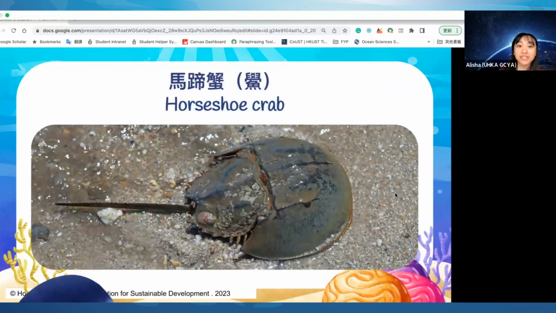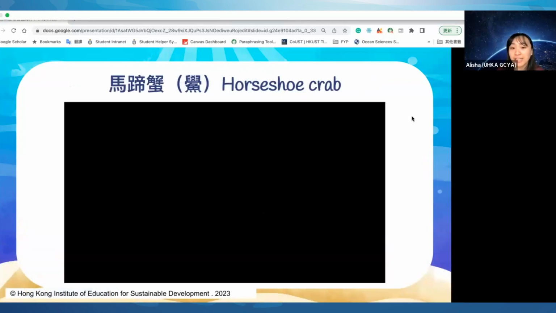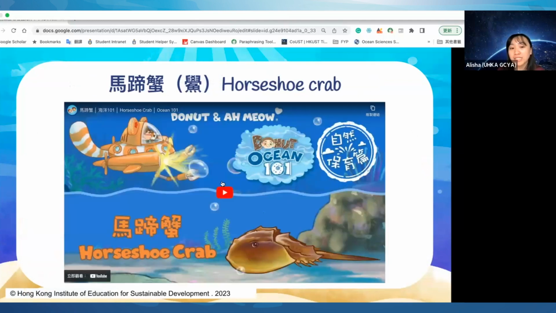So next, I'm going to tell you about a new marine animal. This is the horseshoe crab. Perhaps you are seeing them for the first time, so now I'm going to show a video to let you know more about what a horseshoe crab is.